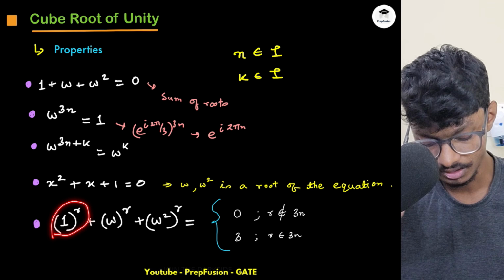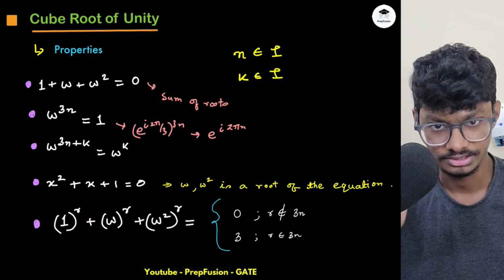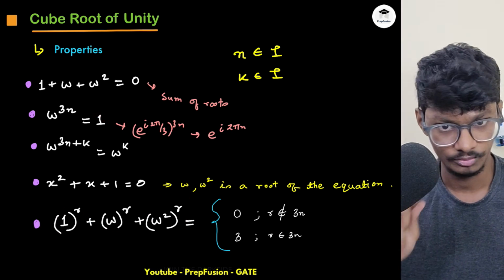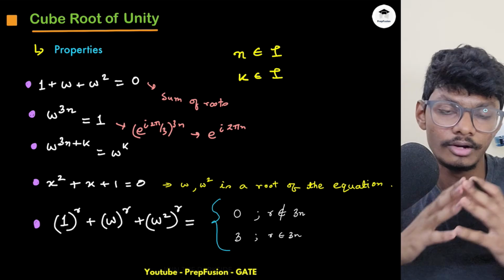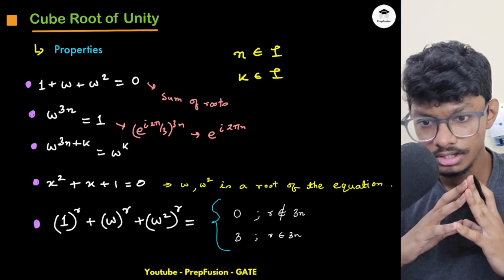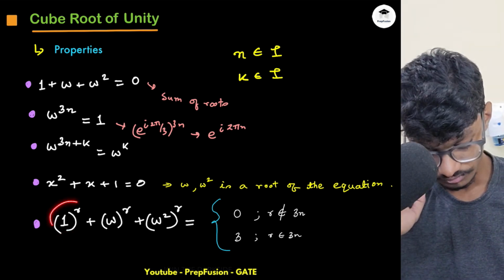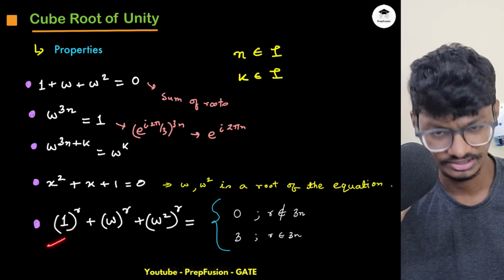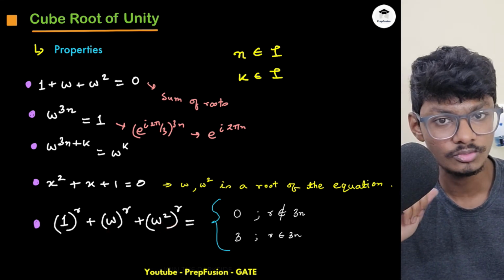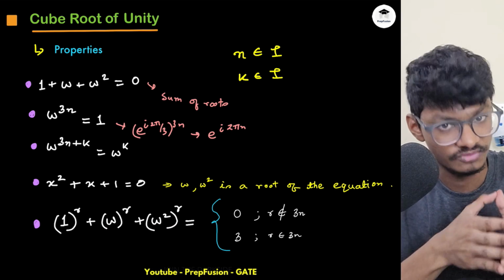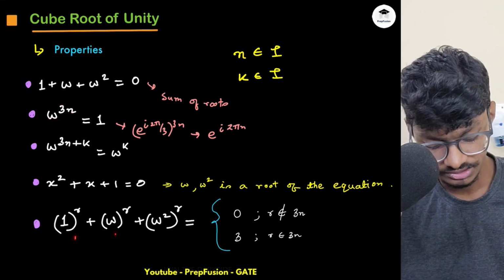Now 1 raised to power r, omega raised to power r, and omega square raised to power r. What will be this? Now this I know, 1 plus omega square. If I have r raised to power this, what will be this? Now the first thing you have to understand, if r is 3, 1 raised to power anything is 1 itself, so this is anyways always 1. Omega raised to power 3 is 1. Omega square raised to power 3 will be a multiple of 3, so obviously this will also be 1. So 1 plus 1 plus 1, I will get 3.